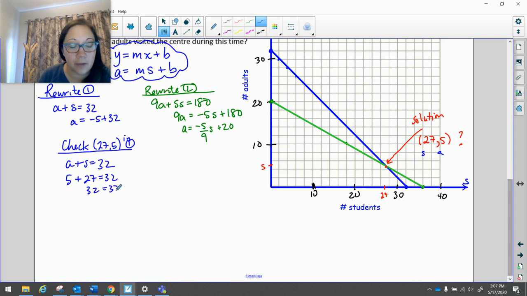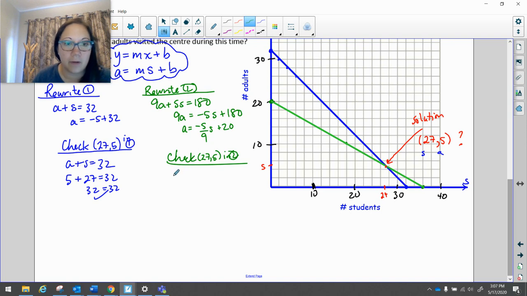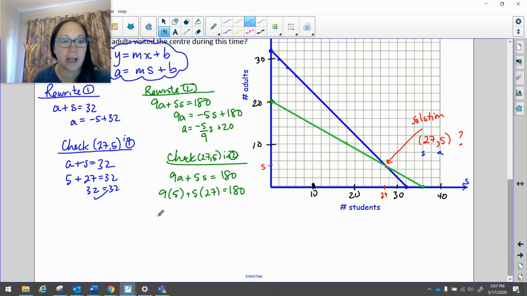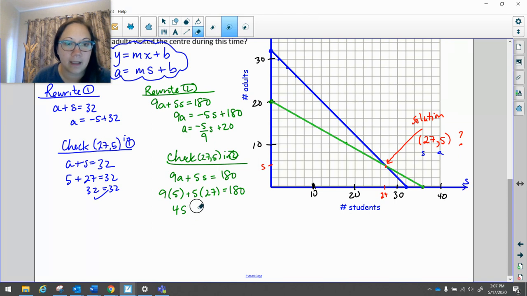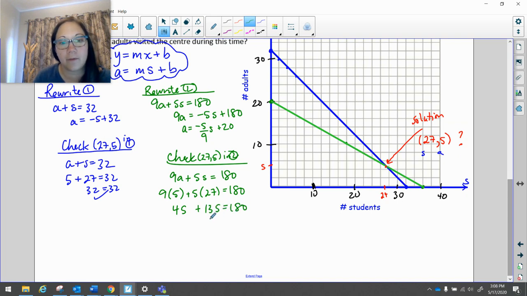So it does work for the first one. So we might have got lucky with our guess there. Now let's check and see if it works in equation 2. So this time we have 9A plus 5 times S equals 180. So 9 times 5 plus 5 times 27. Does that total $180 in admission? Oh, so I have 9 times 5 is 45. 5 times 27 is 135. 135 plus 45. Hey, oh my gosh, we did guess it right.